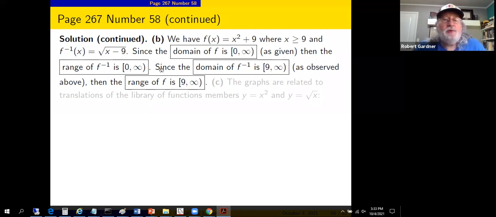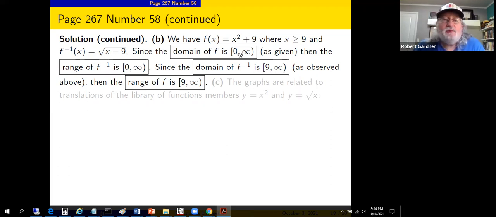And we discovered that f inverse of x is the square root of x minus 9. This one required x to be greater than or equal to 9. So the domain of the original function is x greater than or equal to 0. That was given. The domain of the inverse function, as we observed, is x greater than or equal to 9.